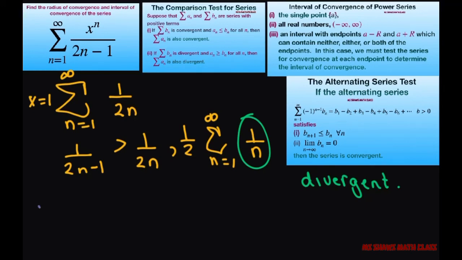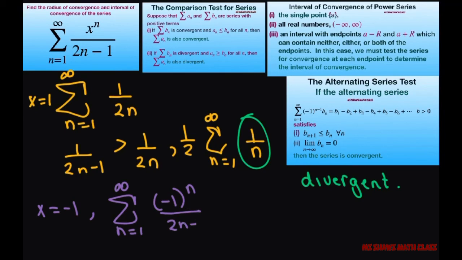Alright, so let's check when x equals negative 1. If x is negative 1, we get the series n equals 1 to infinity of negative 1 to the power of n divided by 2n minus 1. Now this converges with the alternating series test. Alright, the second term is smaller than the first term, and the limit of this goes to 0.